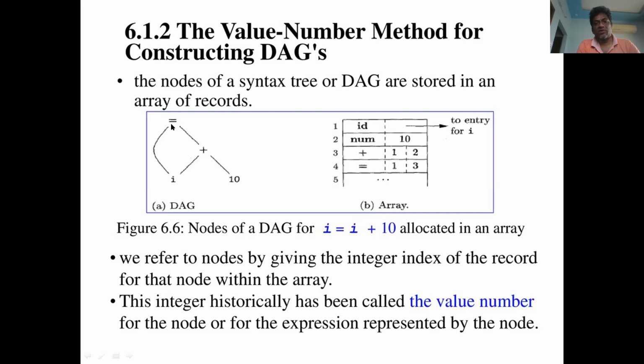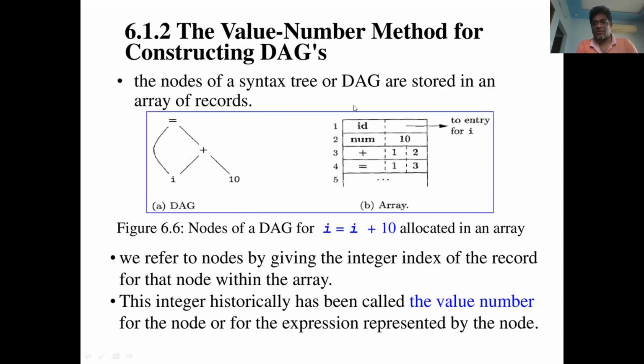And finally the equals to: this is going to be I is equal to this entire operation, I + 10. So that is why I = I + 10. The LHS of this equals to is I, and the result of I + 10 is available at 3. So it is represented over here. This means that I = 3. What is 3? 3 means I + 10. So that is how we can represent directed acyclic graphs in the form of the value number method.